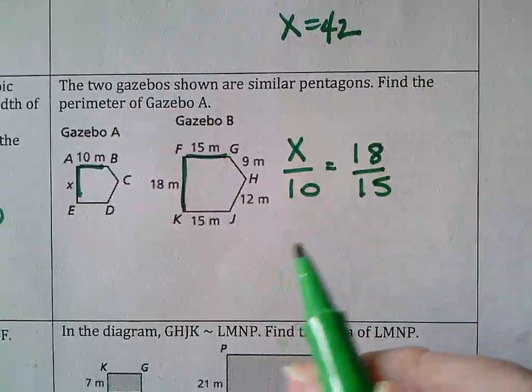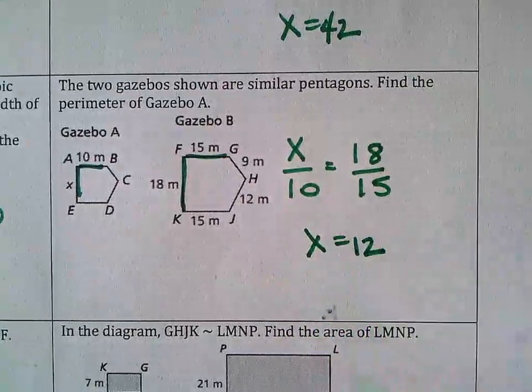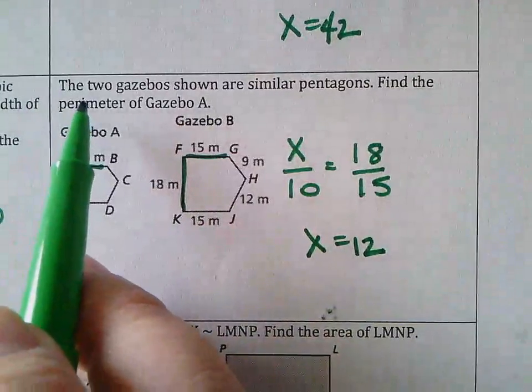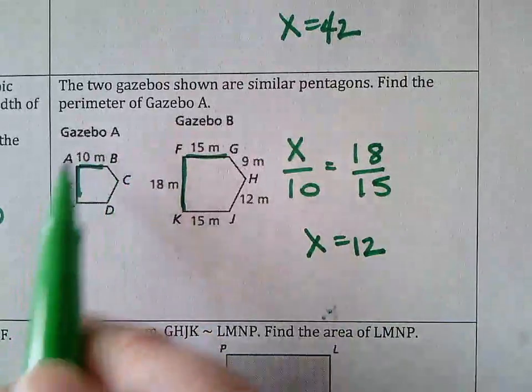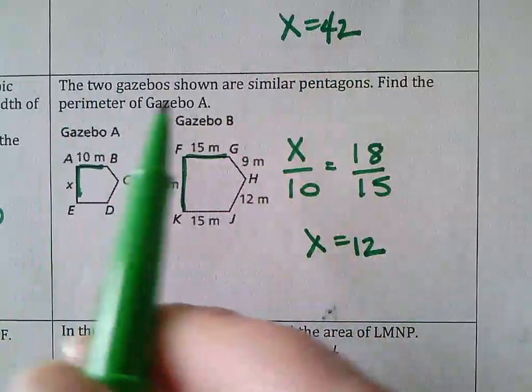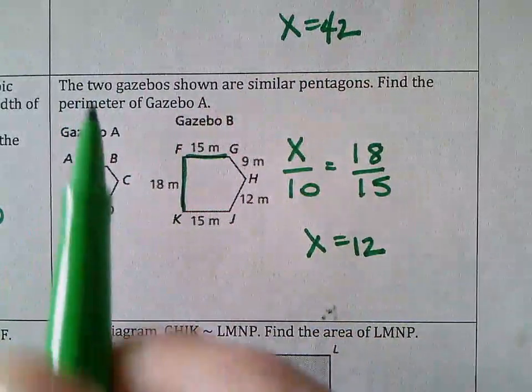So x equals 12. Okay? So this x here equals 12. So the two gazebos shown are similar pentagons. Find the perimeter of this.